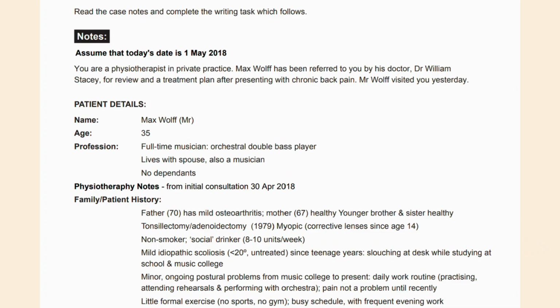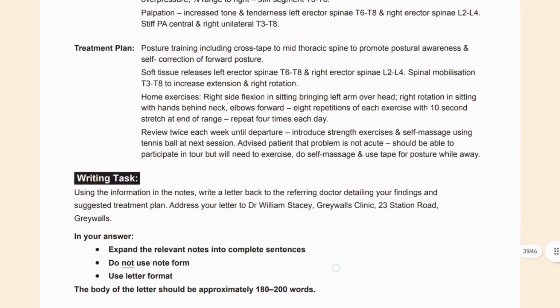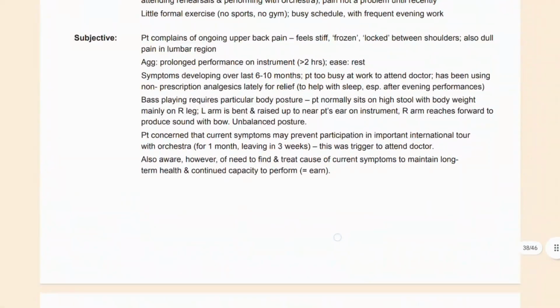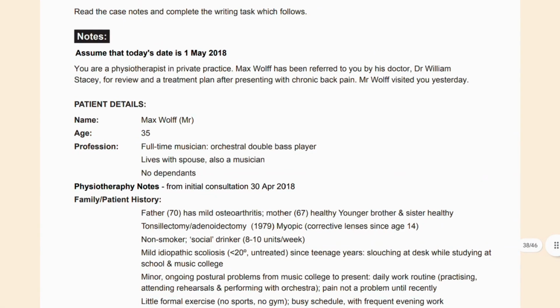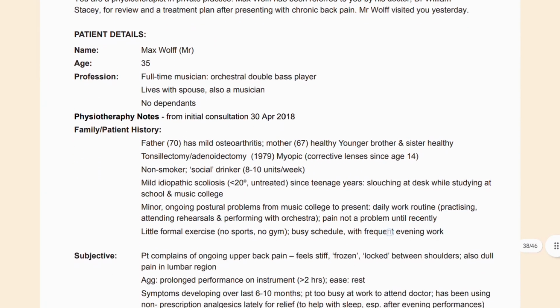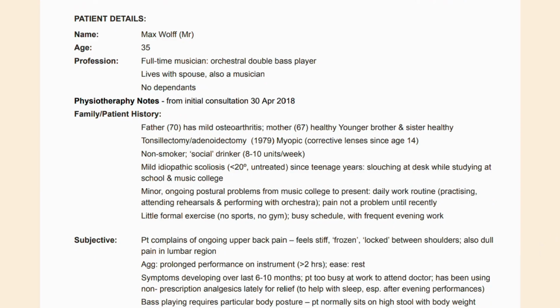So we know the purpose, and what are the other supporting points for this purpose? Points which are supporting for this purpose, that we need to find out. For that, we can read the case note from the first onward. Today's date is given, 1st May 2018, and you are a physiotherapist in private practice. Max Wolf has been referred to you by his doctor, Dr. William Stacy, for review and a treatment plan after presenting with chronic back pain. So Mr. Wolf visited you yesterday.